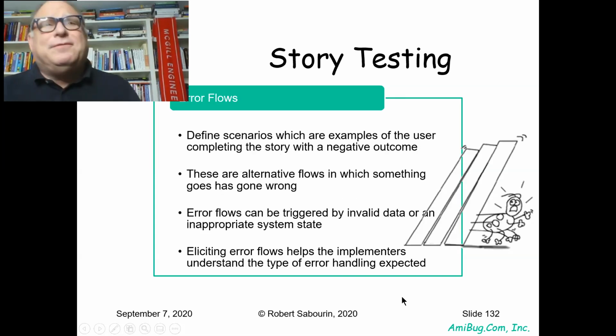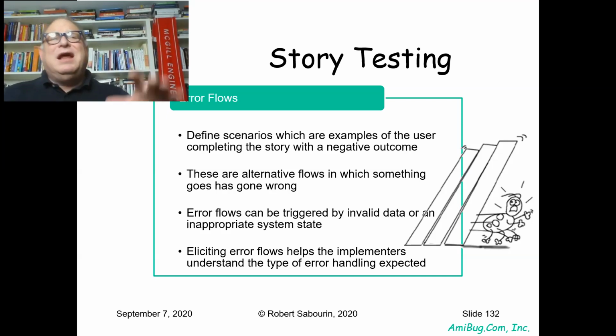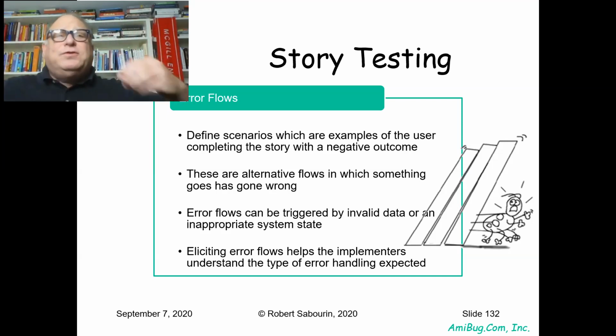Now, the last type of flow that we elicit for stories would be called error flows. And error flows are still scenarios, they're still examples in which the user does not succeed. They're all alternates in which something has gone wrong or for some reason we cannot succeed. For example, we have invalid data or an inappropriate system state. Error flows help people understand a lot about the type of error handling that's expected, at least from a business perspective here.